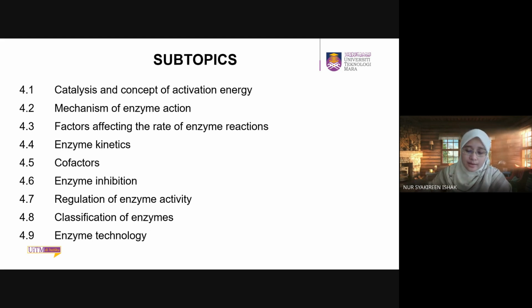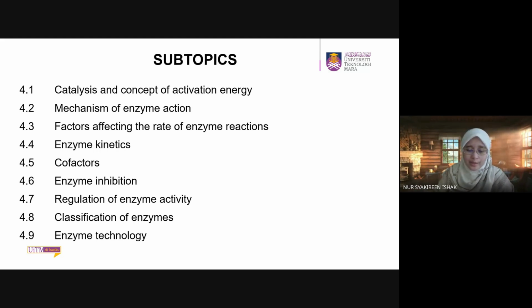Okay, and then another factor is by changing the pH of the surrounding. So certain enzymes will work best, for example, in acidic condition or in neutral pH or in basic condition. It depends on the type of enzymes. Okay, and then we have the next one, enzyme kinetics. So for enzyme kinetics, we are going to look at graphs that show you rate of reaction and the factors that influence the rate of reaction.